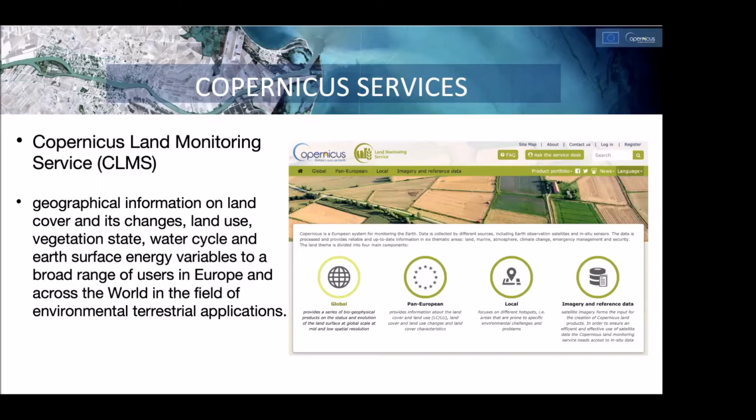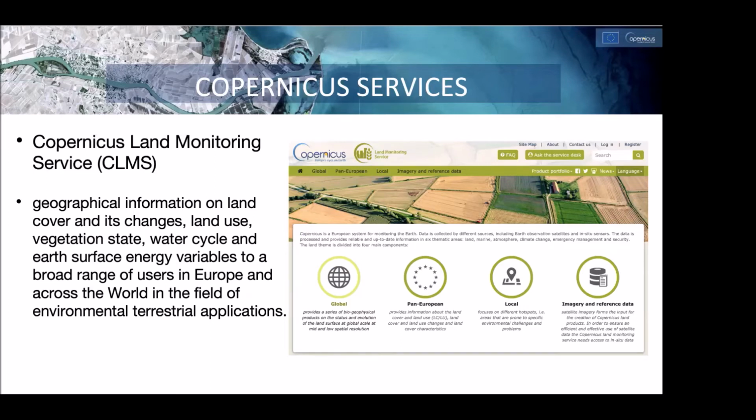Now we're getting closer to data sets that are more in line with vegetation state. So the Copernicus Land Monitoring Service. As you can see from the slide, they have different products, which span from the global scale all the way to the local scale. Here, local generally means Europe.